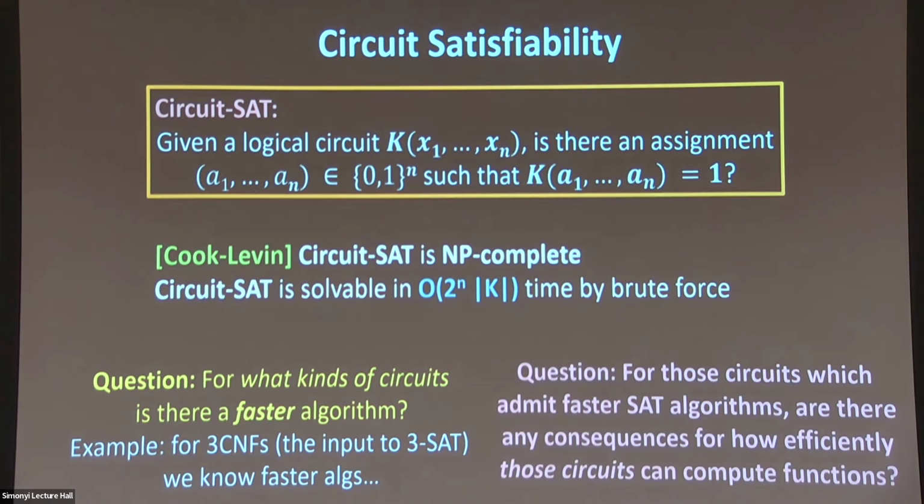But another question is, if you have a class of circuits and you manage to solve SAT faster for them, does this have any implications or consequences about how efficiently those circuits can compute functions? So does it say anything about the expressivity of those circuits to compute functions themselves. If I can solve the SAT problem for this thing, does that give me a limitation on what this thing can compute? This is the question. It turns out the answer is very much yes.